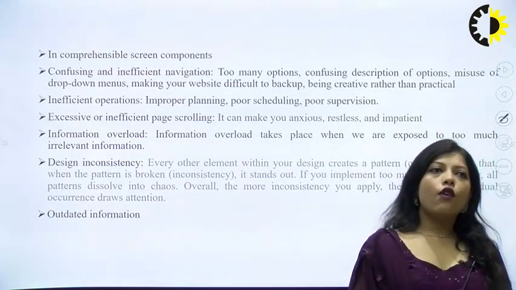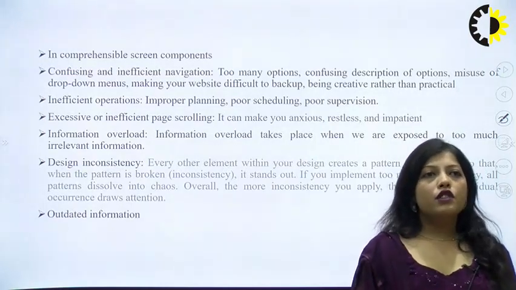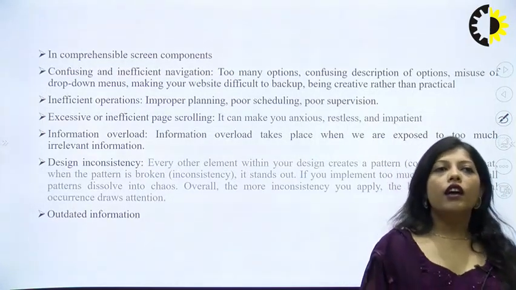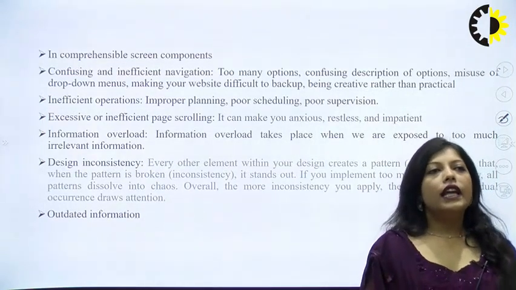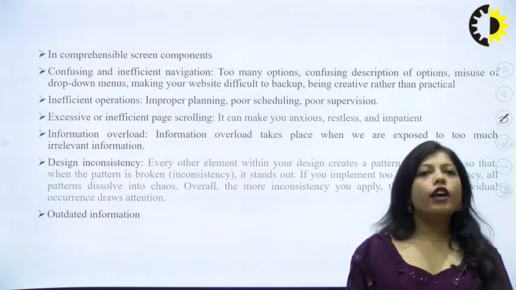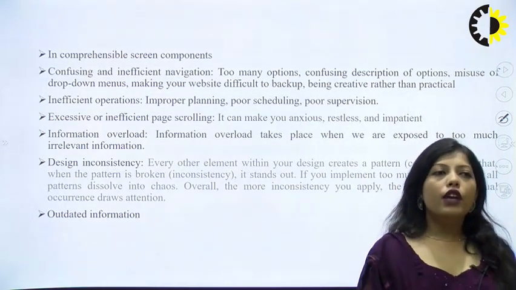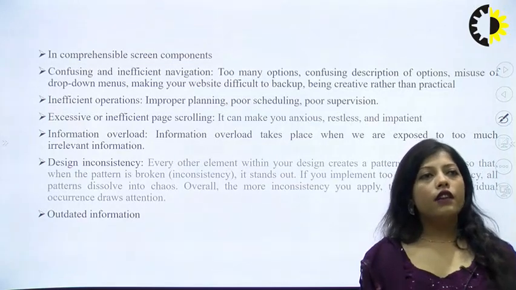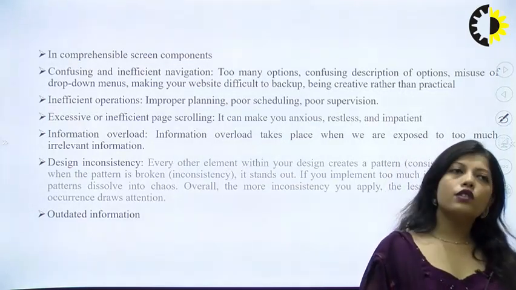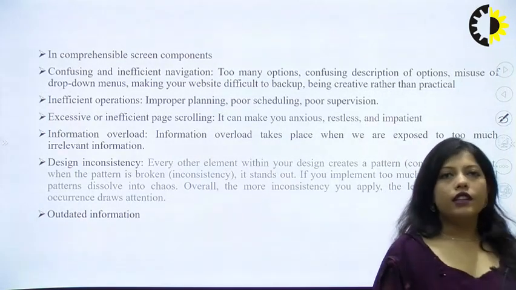Next is excessive or inefficient page scrolling, means excessive page scrolling means the user can be confused, restless or impatient by continuously scrolling the page. Next is information overload. Information overload takes place when we are exposed to too much irrelevant information. So we must make sure that the information is relevant to the user, and we should avoid the irrelevant information. Because of irrelevant information, the user can be confused or distracted.